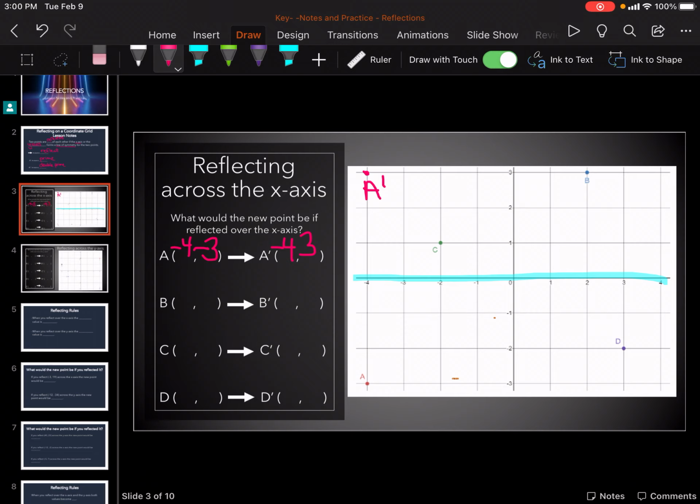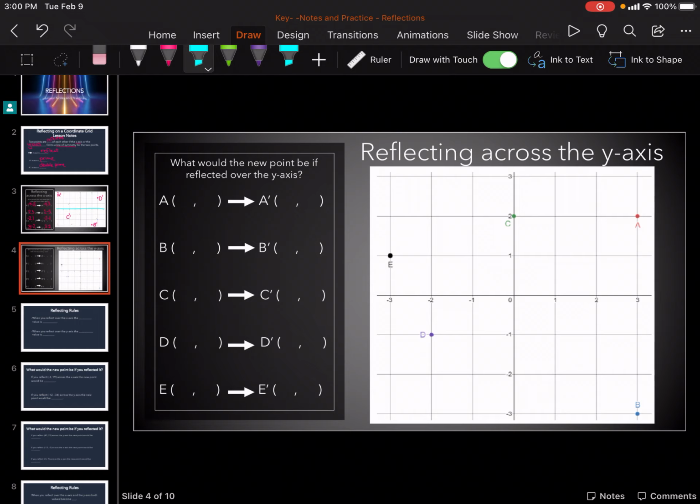For B, it is 2, 3, reflect down to quadrant 4, so it's going to be 2, -3. It's going to be right down here. That's going to be B prime. C is going to reflect down here, so C prime. So C is -2, 1. C prime is going to be -2, -1. D is going to reflect up, and that's going to be D prime. And D is 3, -2, and D prime is going to be 3, 2.